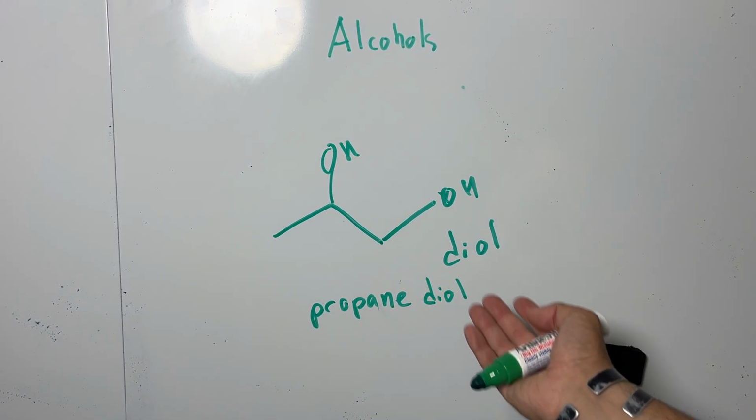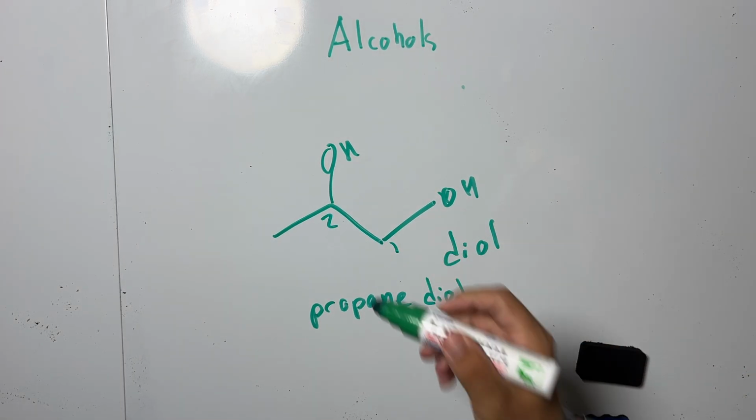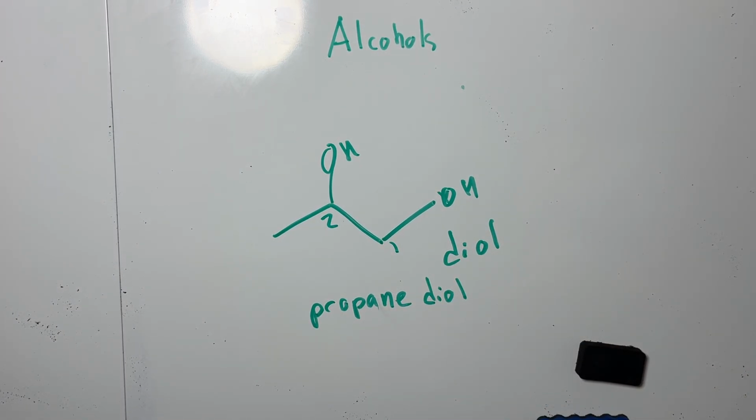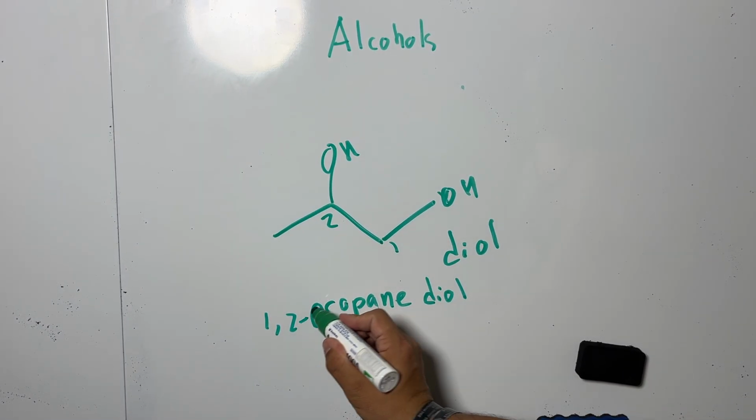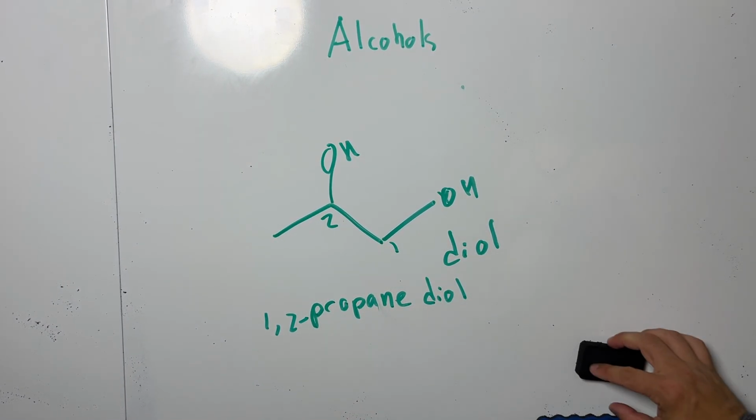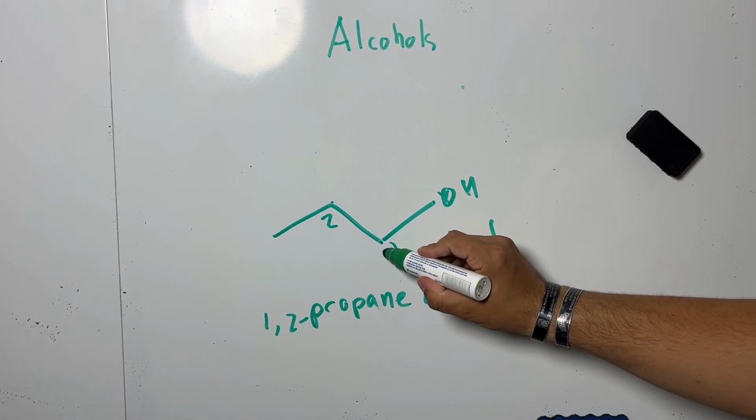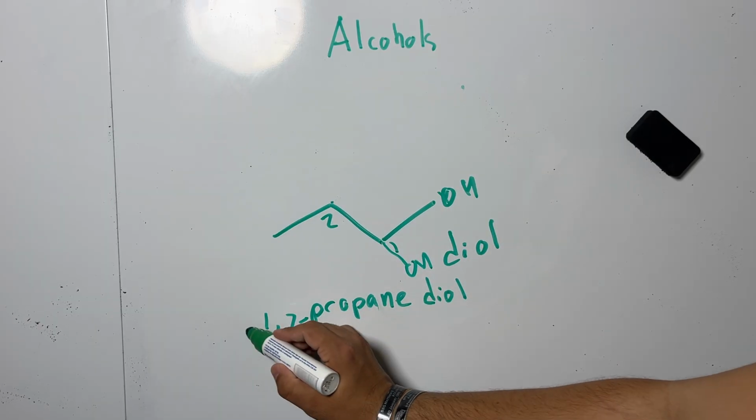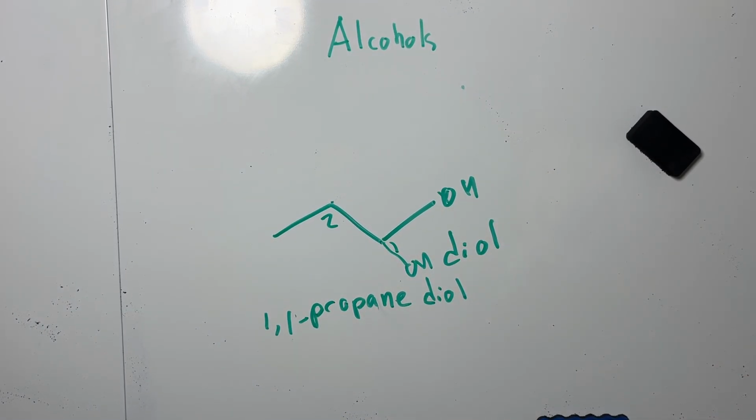Now, like with anything else, we have to say where these are. So this would be the 1 and 2 position. Because remember, we always name everything so that we get the lowest possible substituent numbers. Here it doesn't matter because if we count from either side, it would be the same. So we'd call this 1,2-propane diol. Now, say they're both on this position right here. Now this would be just 1-propane diol. Remember, we wouldn't call that 3,3 because it wouldn't make sense.